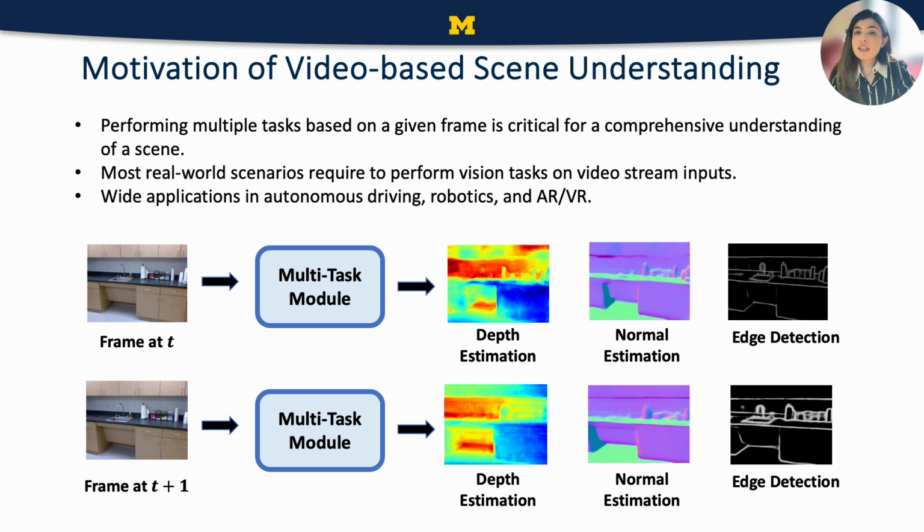For example, in a self-driving system, the car needs to know what objects are around the car and how far they are from the car. As a result, designing a multitask module is critical for these kinds of applications. Also, in most real-world scenarios, we need to perform the multitask module on a video input system. Therefore, our final goal is to generate an efficient module that can perform multiple tasks on a video input.